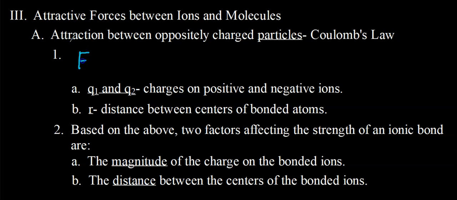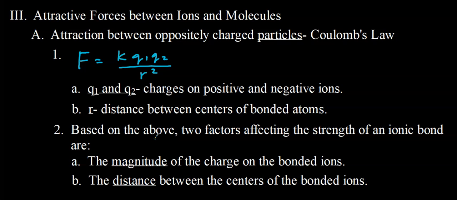So once again, it looks like this. F being force of attraction, we have some constant, k. Of course, Q1 and Q2 are the charges. Charges of the ions, if it's an ionic compound that we're looking at, could be partial charges of the opposite ends of polar molecules as well. And then r is the distance, technically between the centers of the bonded atoms, or the centers of the molecules. So it's how far apart the attracting bodies are from one another.